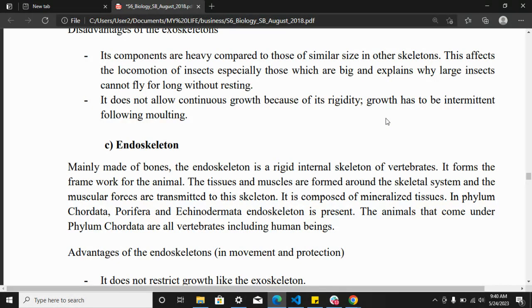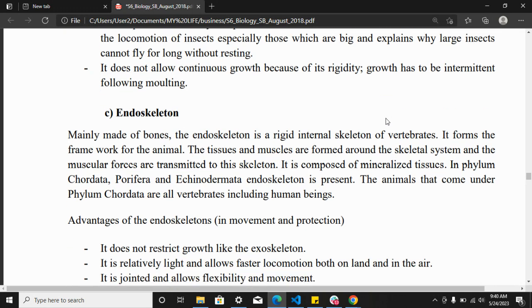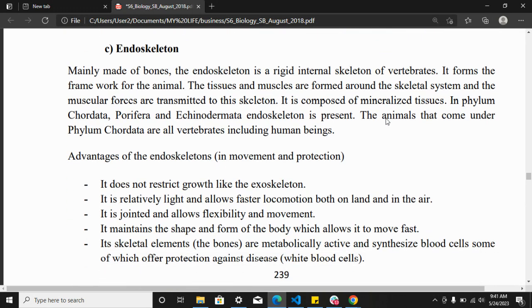So it does not allow continuous growth because of its rigidity, because it is hard and covers the body. The body inside cannot grow beyond the exoskeleton. That is, the exoskeleton determines the final size an organism can reach. So when the exoskeleton stops, limiting growth, the internal organs also do not work, they remain static.